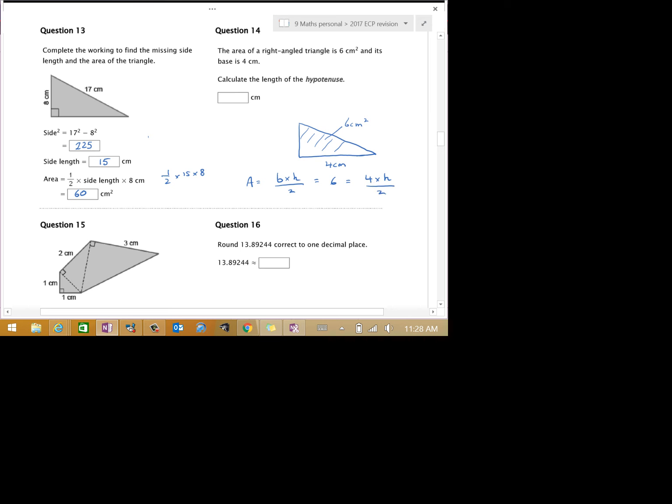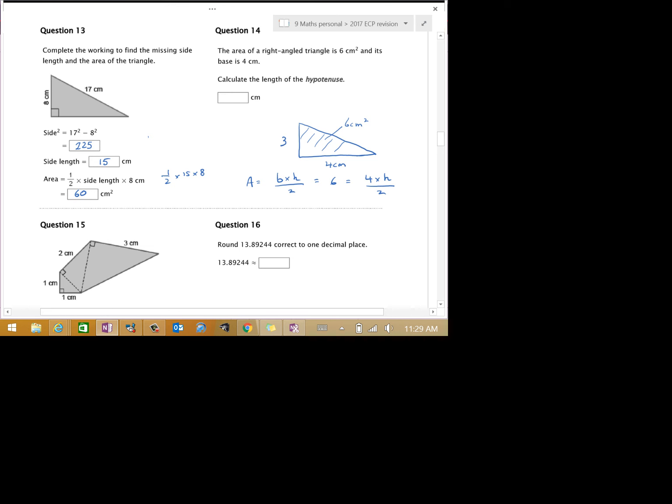Now how do we solve this for the height? Well, first of all, we could just do guessing and checking. If I multiply something by 4 and divide it by 2, I'm going to get 6. What would this have to be? What divided by 2 is equal to 6? 12 divided by 2, so therefore h would have to be equal to 3.